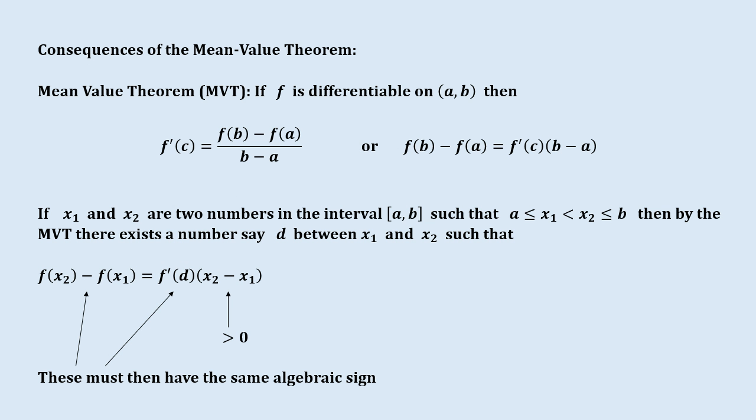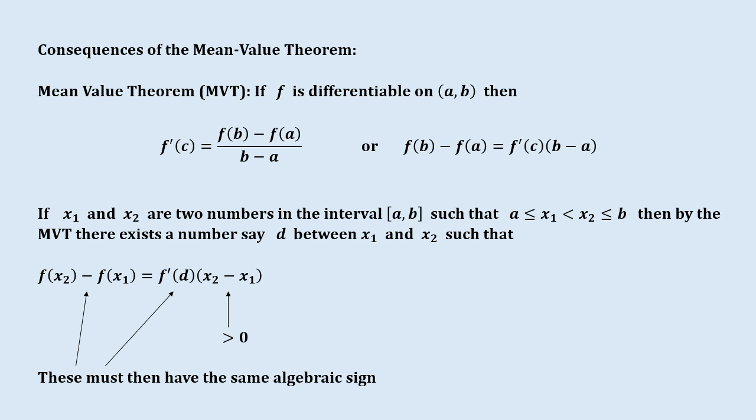Other consequences of the mean value theorem have to deal with increasing and decreasing of functions. I've just restated the theorem here and then multiplied both sides of the equation by the denominator b minus a to restate it in this format. f of b minus f of a is equal to the derivative at c, some point in between a and b, times b minus a.